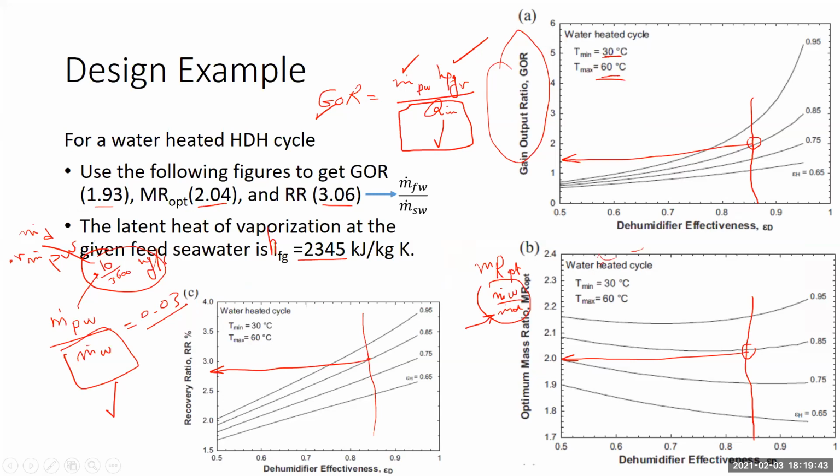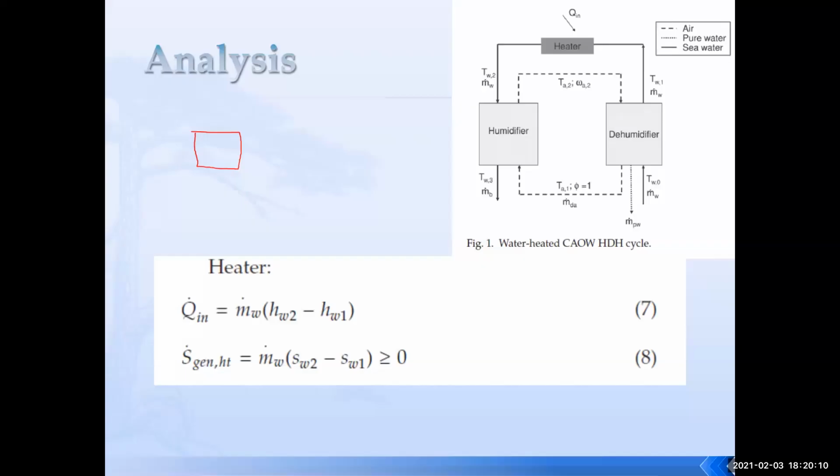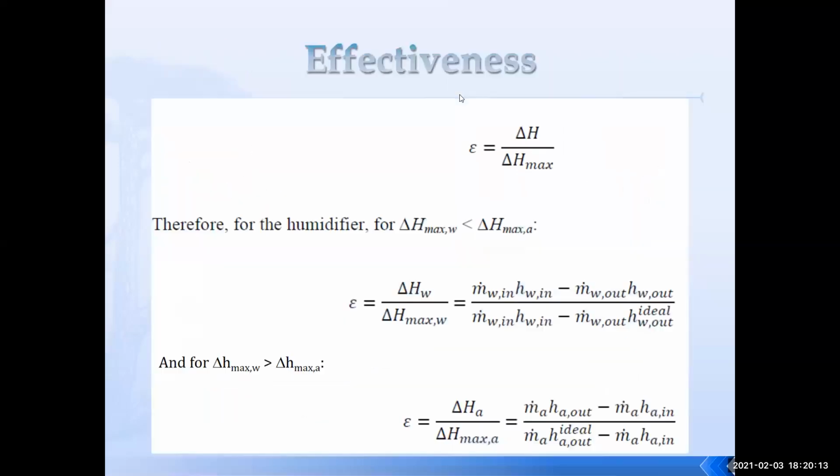point to your attention, which is something I mentioned last time when we were talking about the definition of the effectiveness. Last time we talked about it, and we wrote the definition of the effectiveness, and we related it to the terminal points. And we said we have effectiveness for the water side and effectiveness for the air side, and we take the highest one of them for the humidifier, and then for the dehumidifier.